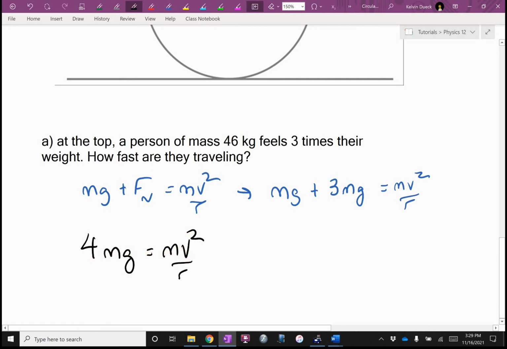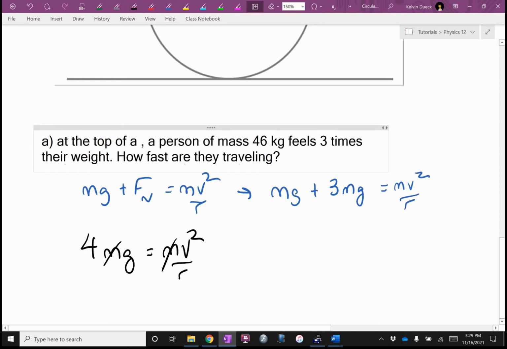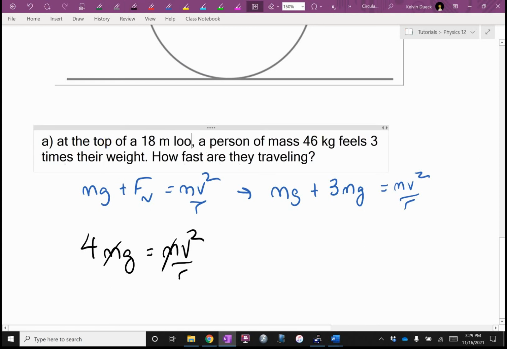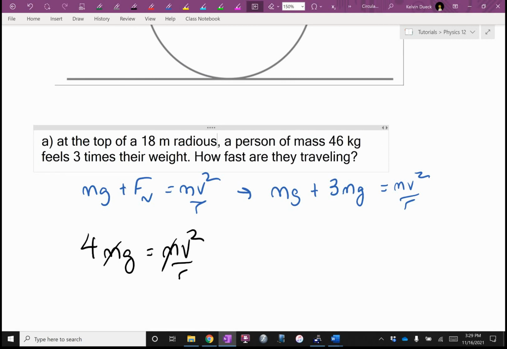In this case, will a little kid and a grown-up all feel 3 times heavier at the top? Yep. And okay, either I could ask you to find r. I forgot to give you r. So at the top of an 18 meter radius loop, there's my quick workaround. Or I could have given you the speed and said find r.